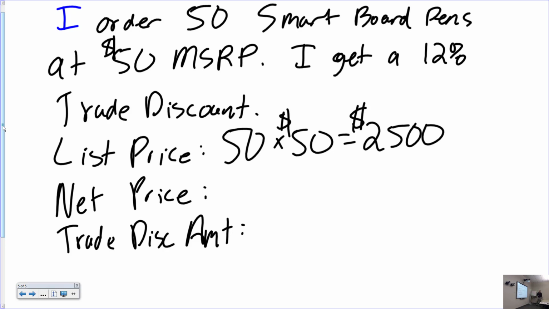Now, what am I going to calculate next? It would be nice if we could go straight to the net price, but can I? The discount is 12%, so it's relatively easy to do that next. How would I calculate what the trade discount amount is? Take 12% times 2,500. How am I going to do that? 0.12 times 2,500. How much of a discount did I theoretically get? 300.